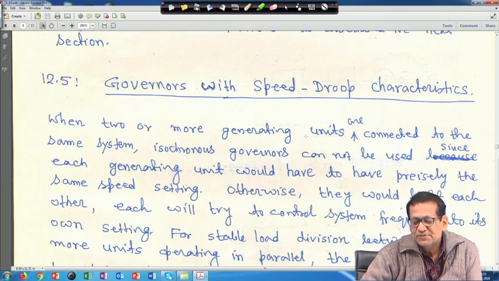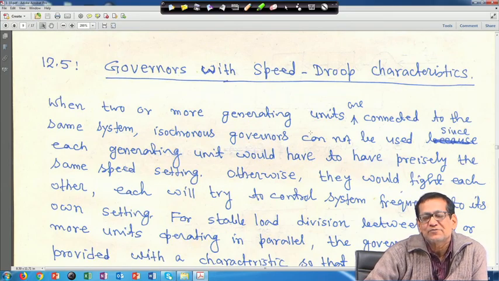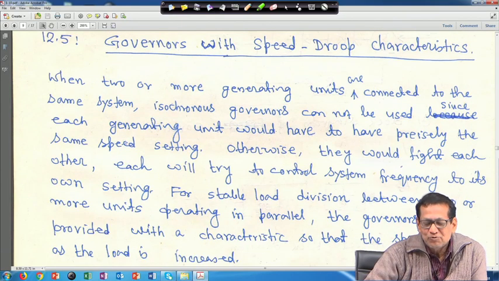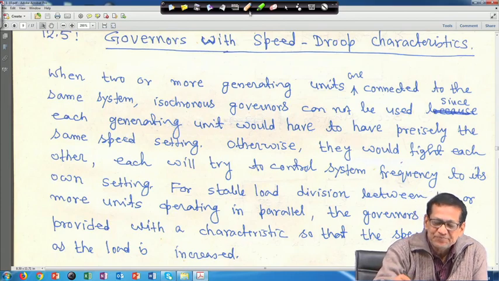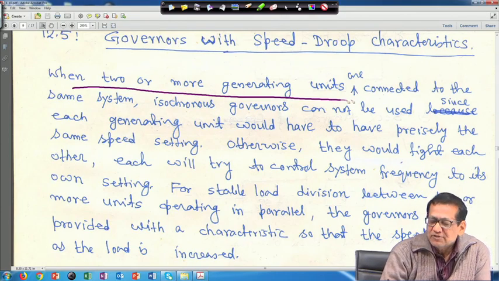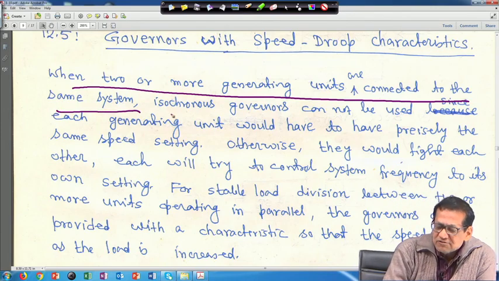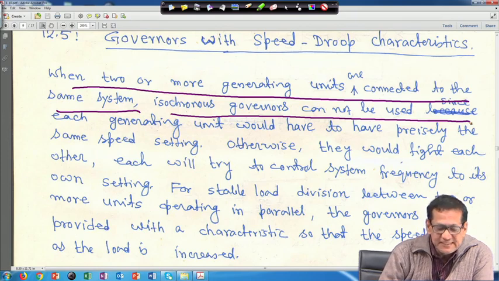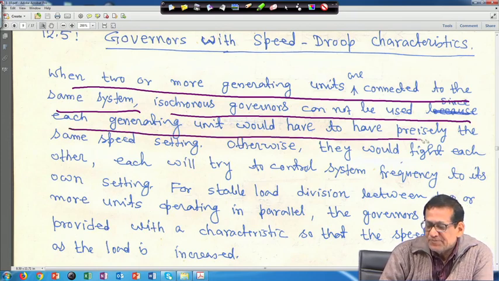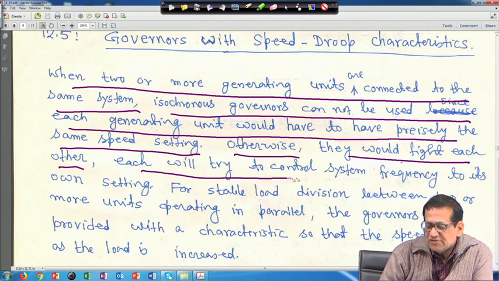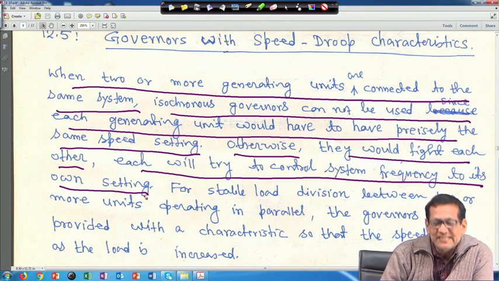So, for the governor we call it speed droop characteristic, or sometimes speed regulation parameter, or simply regulation parameter. When two or more generating units are connected to the same system, isochronous governors cannot be used, since each generating unit would have to have precisely the same speed setting, right. Otherwise, they would fight each other. Each will try to control system frequency to its own setting.